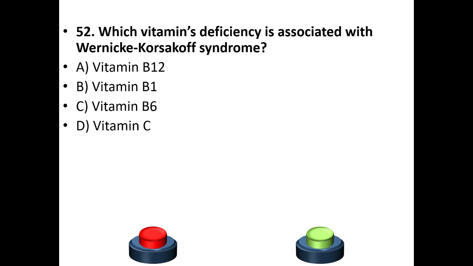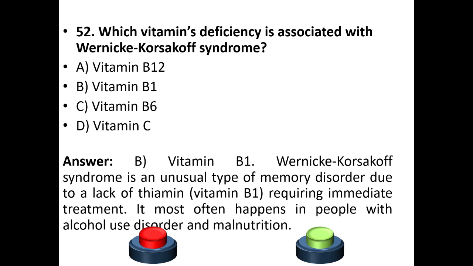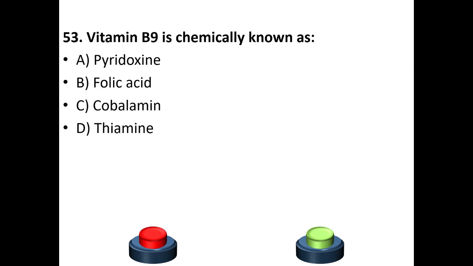52. Which vitamin's deficiency is associated with Wernicke-Korsakoff syndrome? Vitamin B12, vitamin B1, B6, vitamin C. Which is the answer? Here the answer is vitamin B1, option B. Wernicke-Korsakoff syndrome is an unusual type of memory disorder due to the lack of thiamine, requiring immediate treatment. It most often happens in people with alcohol use disorder and malnutrition.